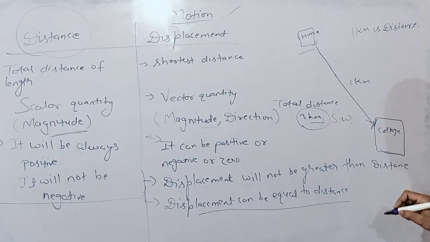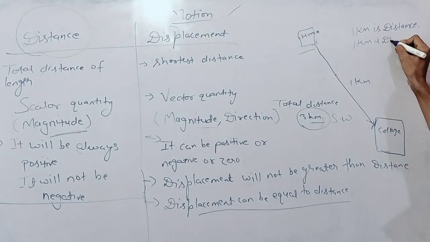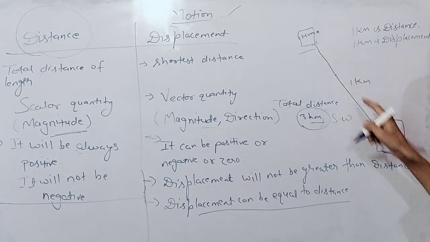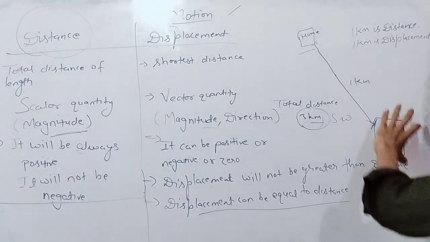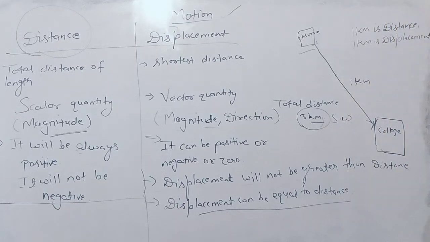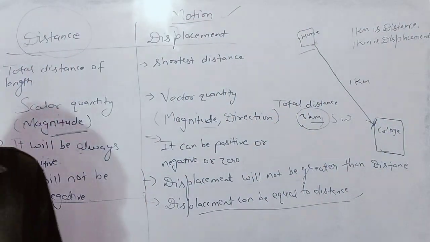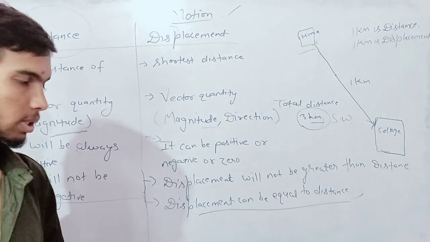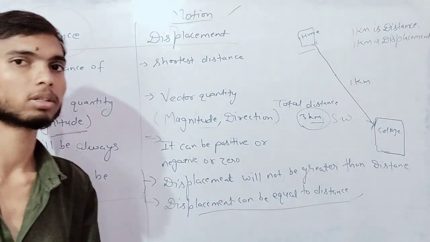Now the question is also asking what the displacement is. You would say 1 kilometer displacement, because it is straight, it is the shortest. That's why it is not a curve. And you can see both are equal. That's why I wrote here that displacement can be equal to distance. Okay, it will happen sometimes when you have a straight line.